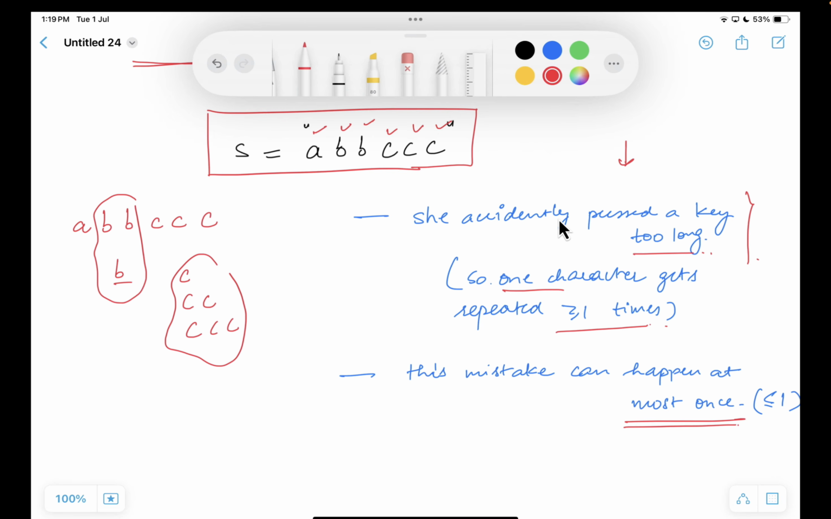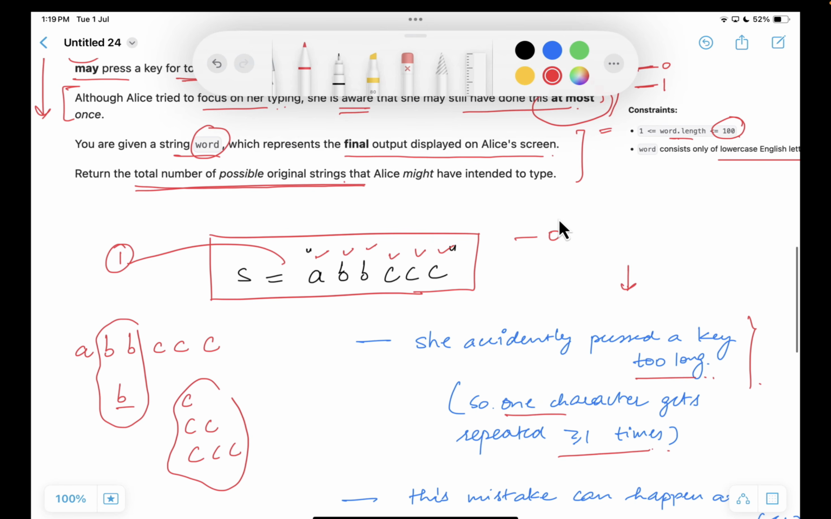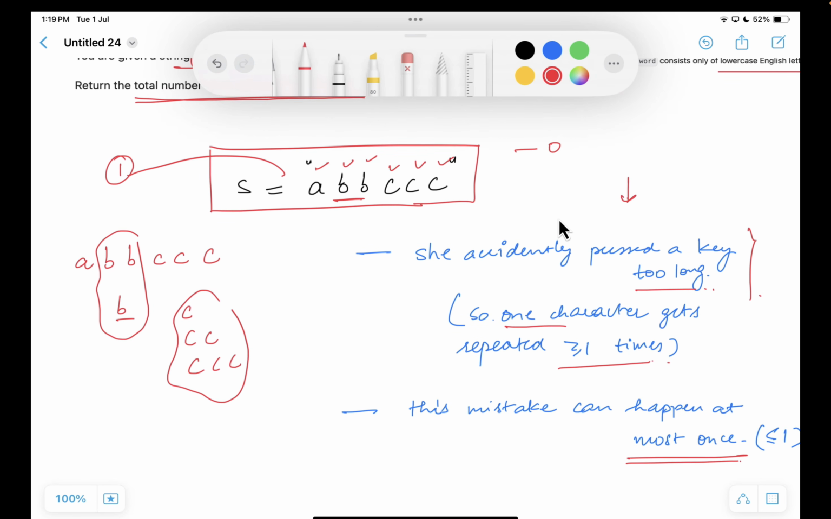This is the case when she has not made any mistake, and this is one possible original string. What about the other possible original strings? Let's say at the time of pressing B, she made a mistake. When she is typing a character, she definitely wants to type it at least one time. She is going to type the character.